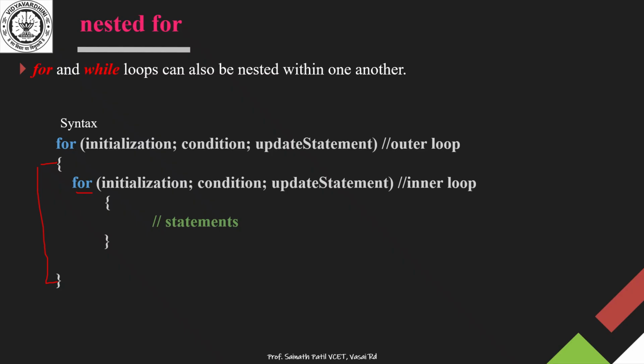Inside this inner for loop we have the code that we want to execute, that is the body of the inner for loop. This set of statements gets executed as long as the condition in the inner for loop is true and the update statement is repeatedly executed. This whole inner for loop gets executed repeatedly as long as the condition of the outer for loop is true.